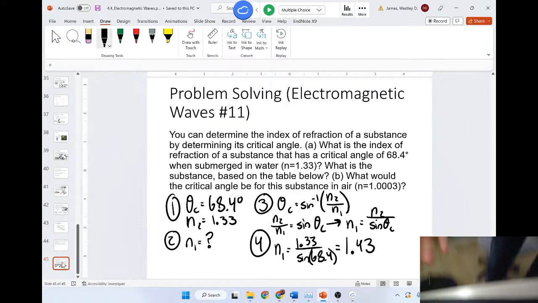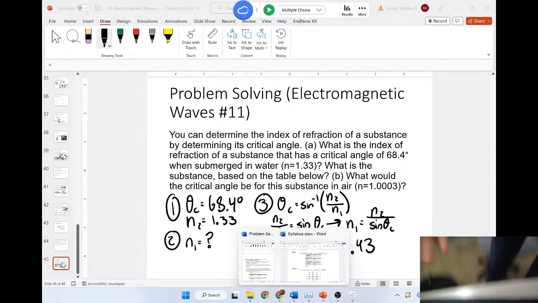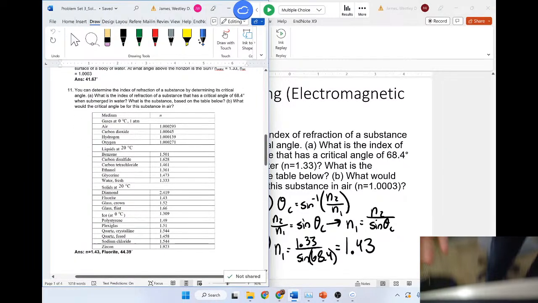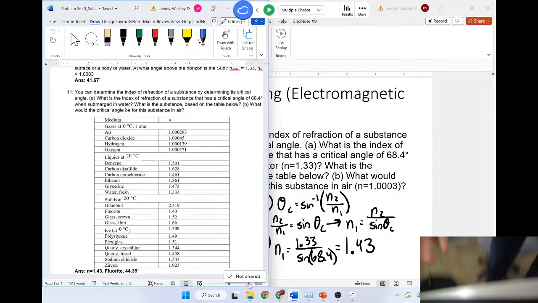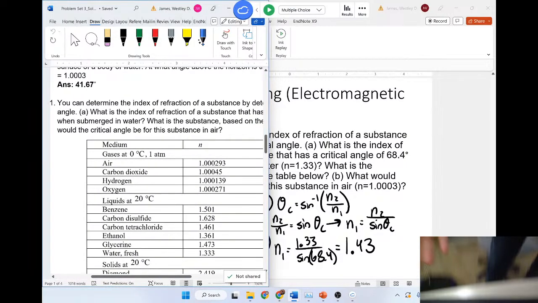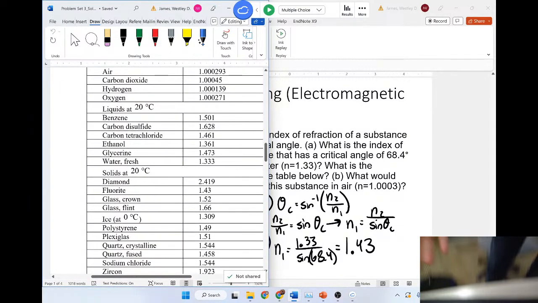All right, what is that substance based on the table below? You can have a pretty good guess that I'm not going to give you a problem where I ask that on the test, because a table takes up a lot of space, but this is interesting on the problem set. If we go down, and this is the table I give you in the problem set, it's the same one in the slides. I look for 1.43. Scroll. Oh, look, fluoride. There you go.